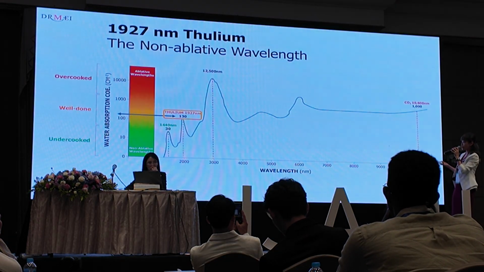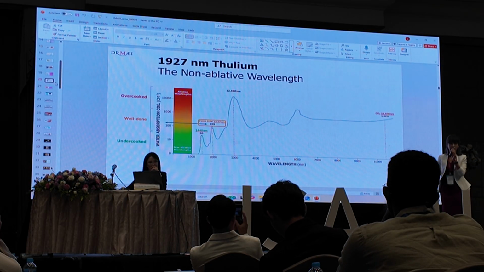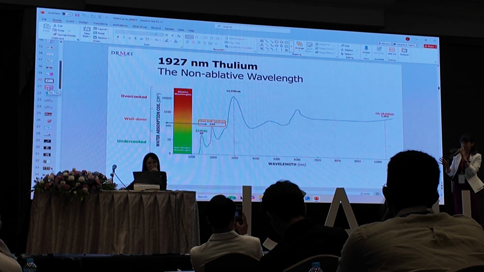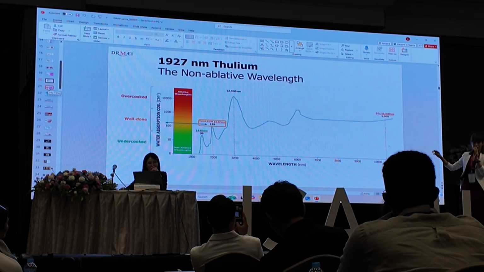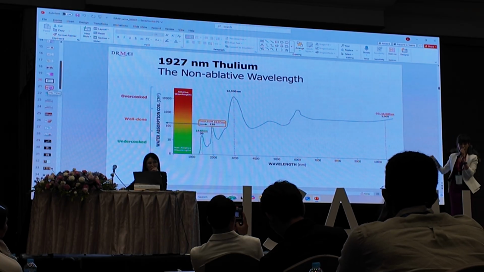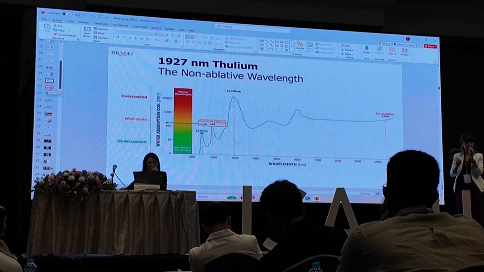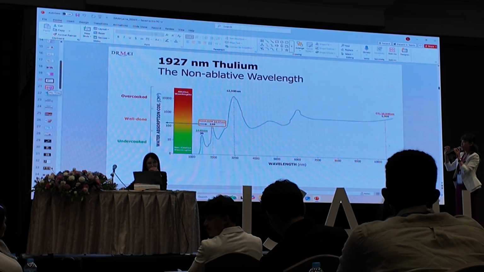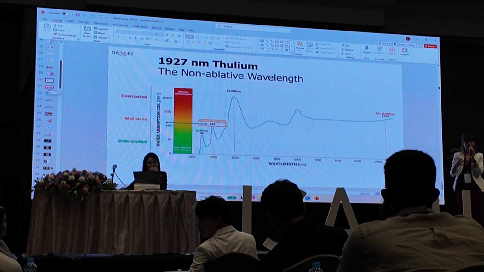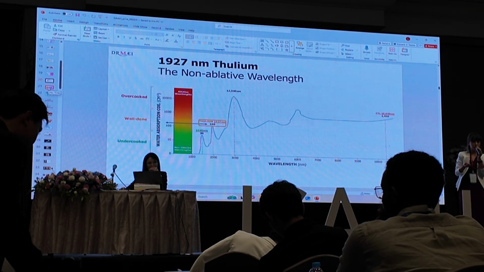So the second step will be skin resurfacing using the thulium laser. The thulium laser is 1927 nanometer, which is in between the CO2 laser and the 1440 nanometer laser, which means the heat that it generates is not too much. The CO2 laser generates too much heat. The 1440 nanometer laser generates too little heat. So it's in between, and it's non-ablative, which means the skin surface is intact, and the downtime is relatively short.